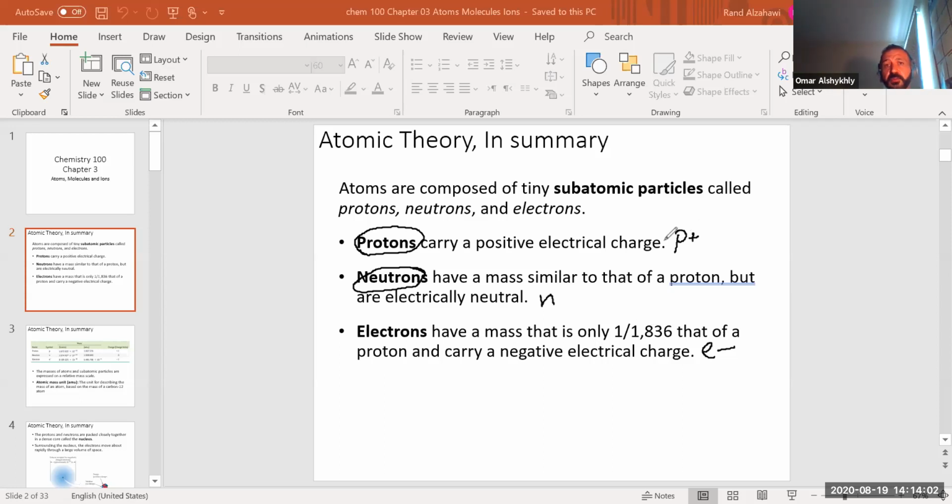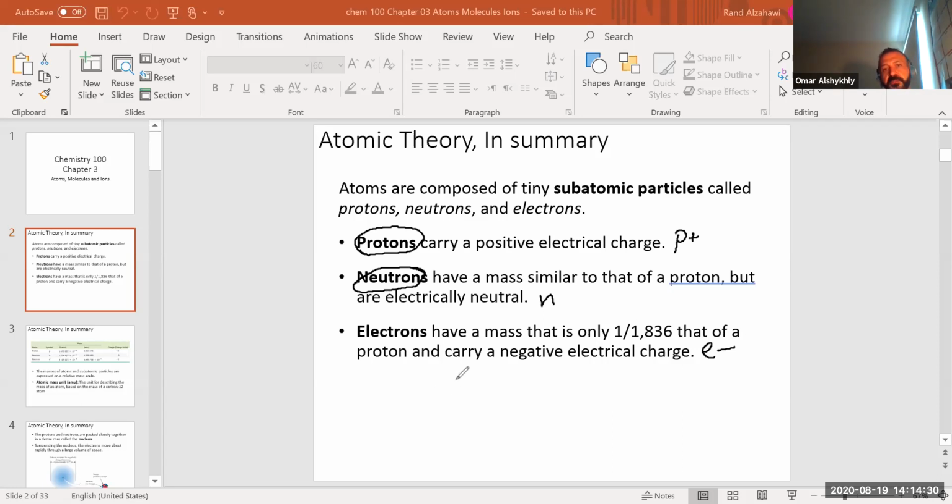These three subatomic particles exist in all atoms. And of course, what makes atoms different is the number of protons. If we have a different number of neutrons for the same number of protons, we have what is called an isotope. If we have a different number of electrons for the same atom with the same protons, it will form an ion, which could be losing or gaining electrons, which we will talk about later.